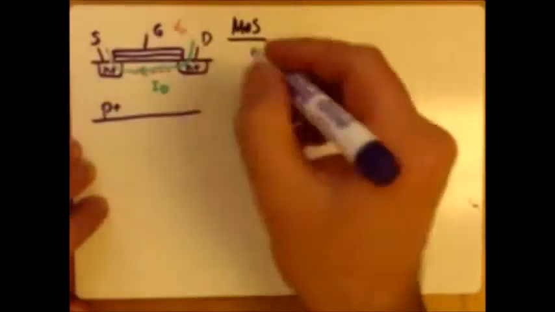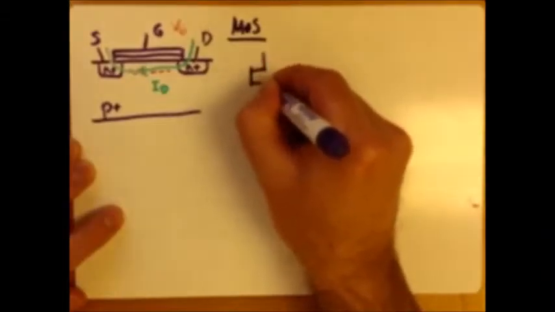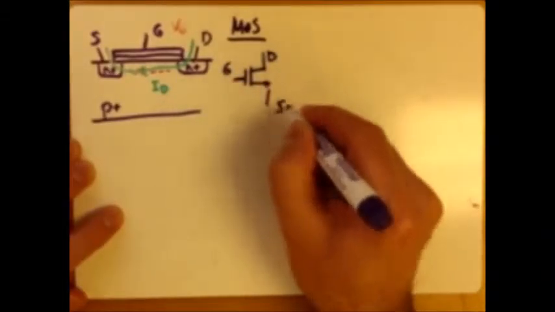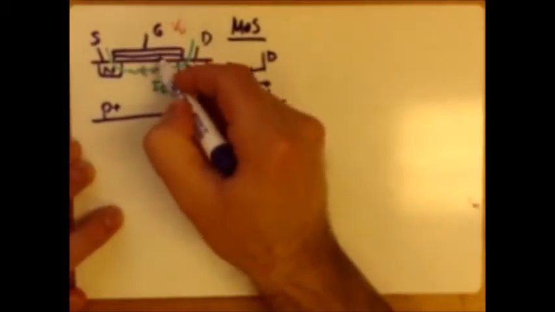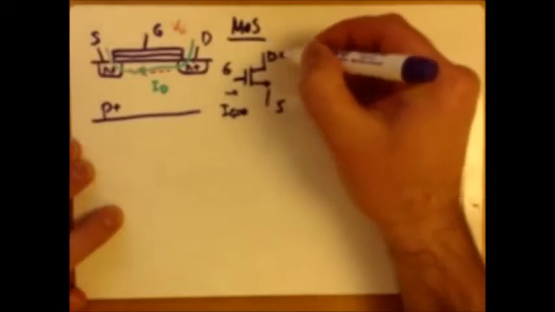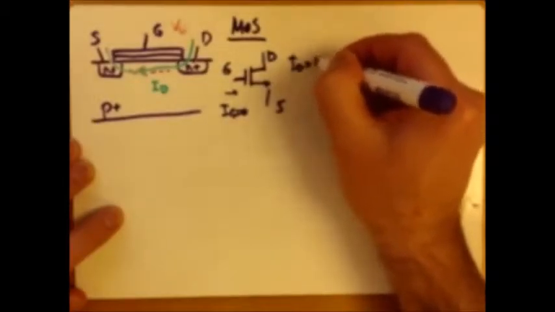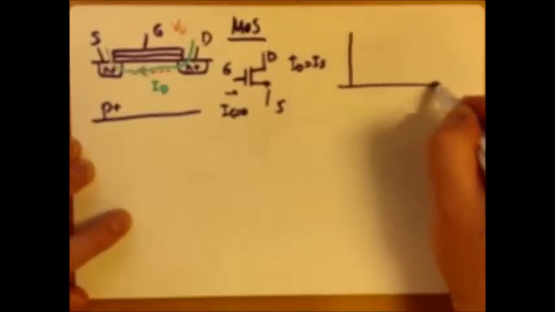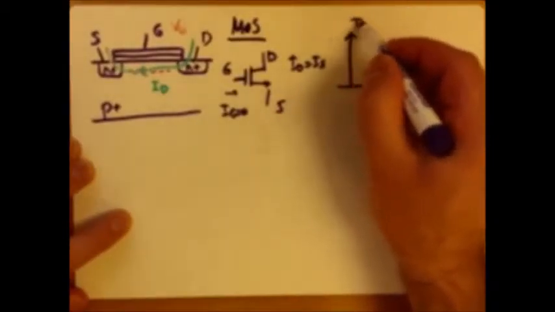And the transistor would look like this. This is your gate, this is your drain, and this is your source. Because there is an oxide layer, there is no gate current, and all the drain current would be equal to the source current. And the behavior would be the drain current.